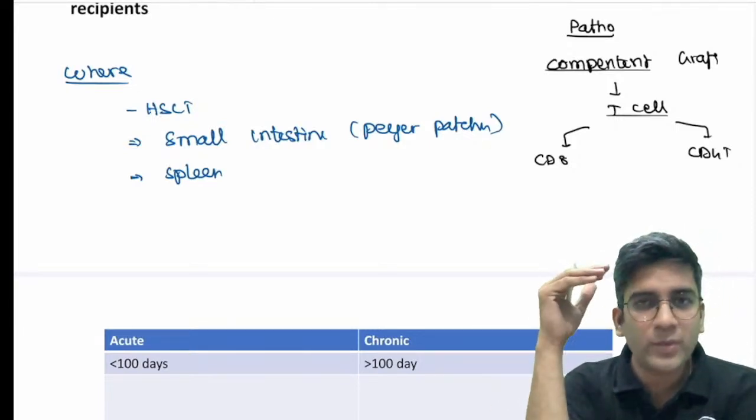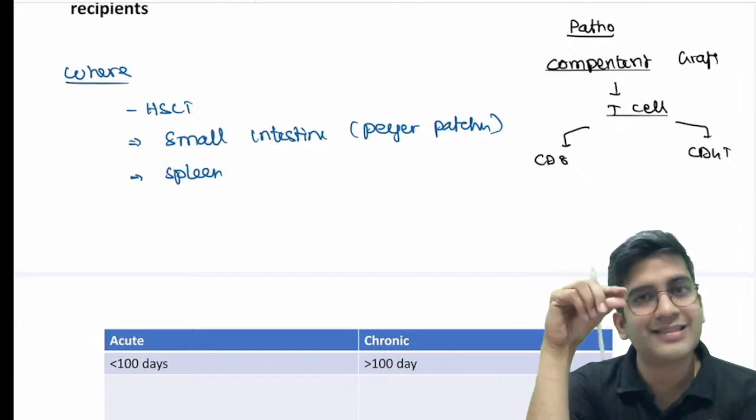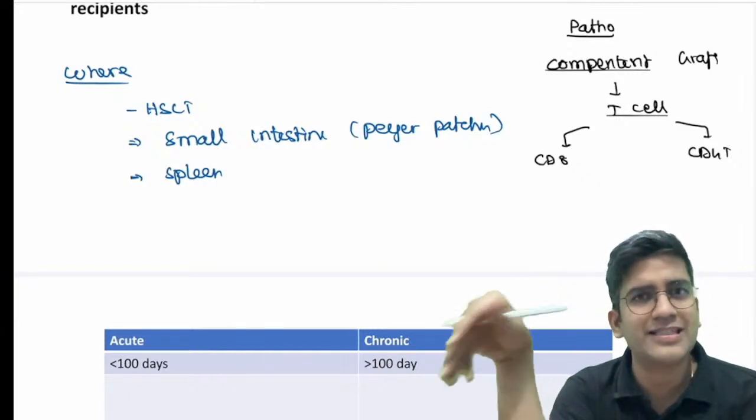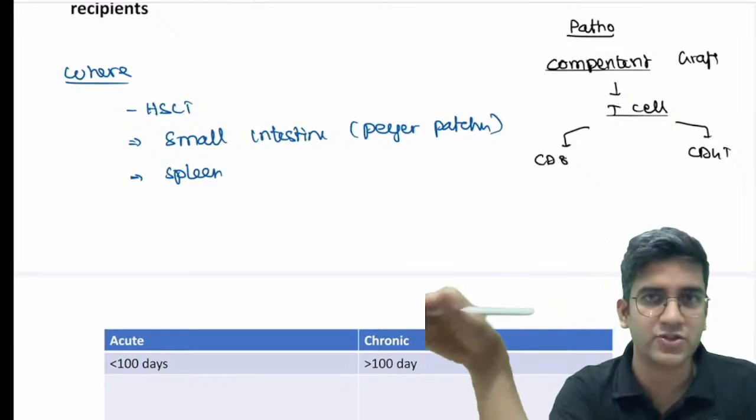IHC is anything which is done on a tissue. CD marker is a subtype of IHC. Like I have cytokeratin, it's a subtype of IHC. CD marker is a subtype of IHC, that's all, fine.